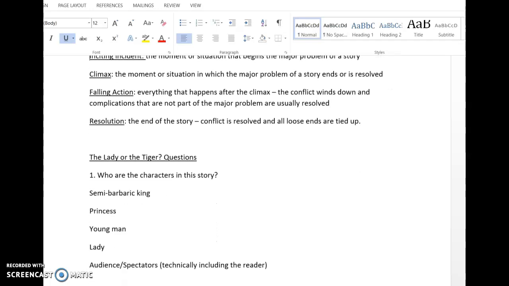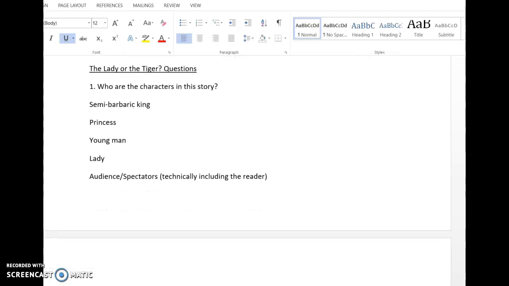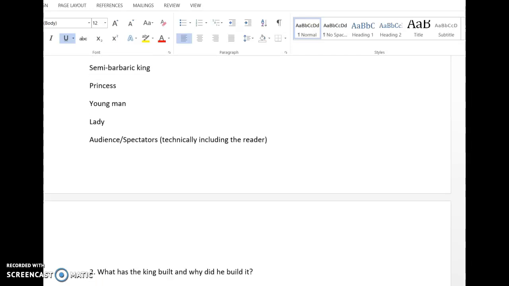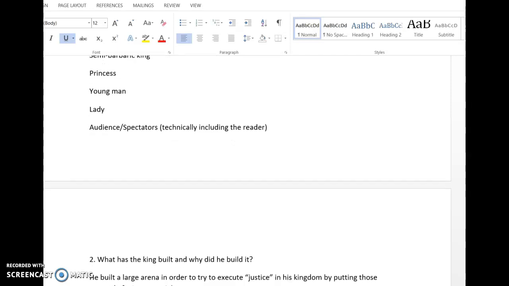Okay, so The Lady or the Tiger was one that you filled out a worksheet for. Here are the characters in the story. We have the semi-barbaric king, his daughter, the princess, the young man who fell in love with the princess and is now on trial. We've got the lady who's behind one of the doors. And we have an audience or spectators in the story, which technically includes the reader, since the reader is being asked to observe all those things. You could technically consider the tiger a character as well. But don't worry too much about the tiger.